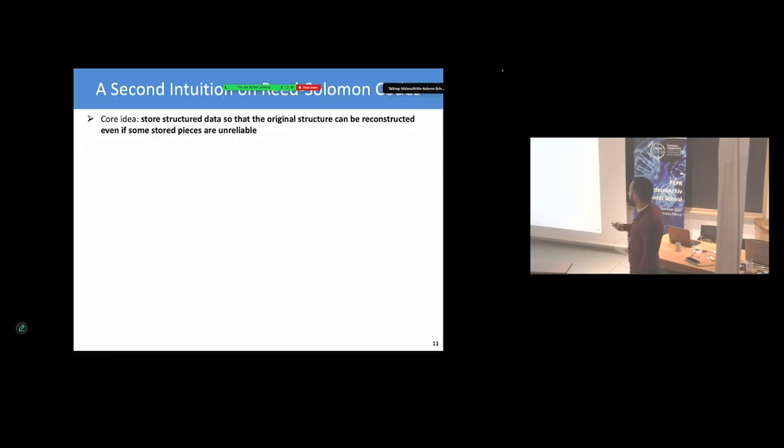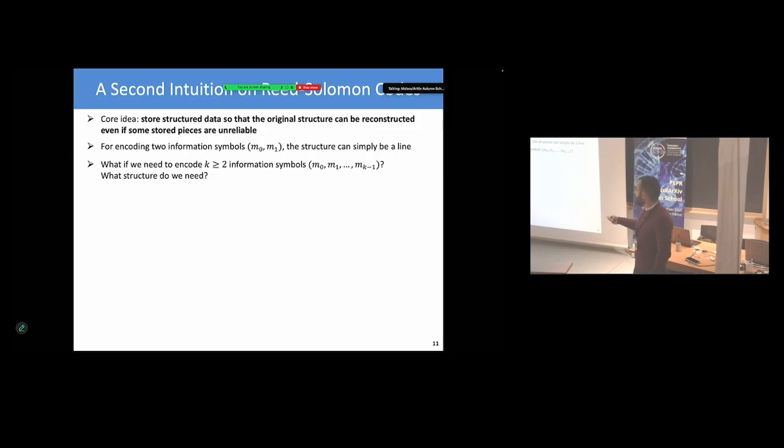Let's go to the second slide and the second intuition on Reed-Solomon codes. The core idea, as you saw, is to store structured data so that the original structure can be reconstructed even if some of the stored pieces are unreliable. For encoding two information symbols, the structure can simply be a line, as we saw on the previous slide. But how do you generalize this? What if we need to encode more than two information symbols? What if we need to encode k information symbols? What structure do we need? Any ideas?